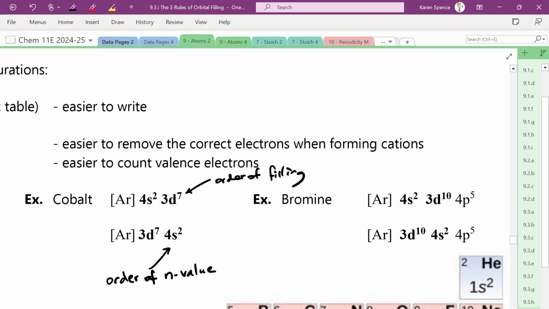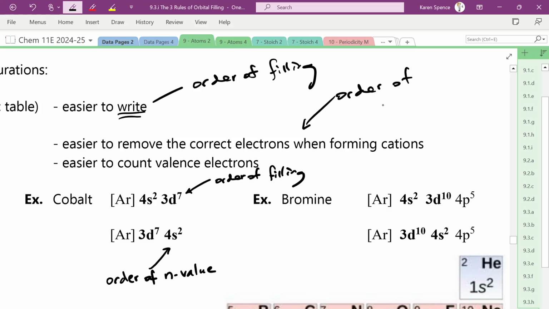In the order of filling, it's easier to write. But if you do it in order of n value, it is easier to remove the correct electrons when forming cations. It is also easier to count the valence electrons.